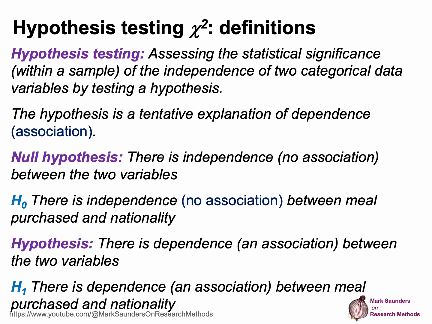So we might phrase this as there is independence, i.e. no association between the meal purchased by customers and their nationality. Our hypothesis would say there is dependence or an association between the two variables. In other words, there is dependence and association between the meal purchase and nationality of a cafe's customers.